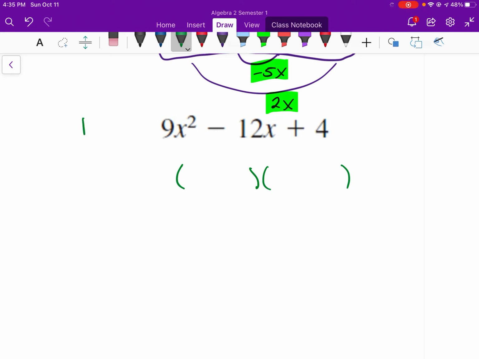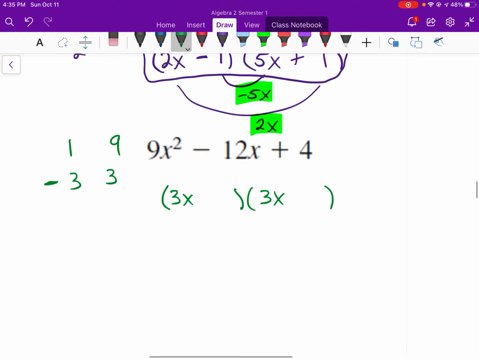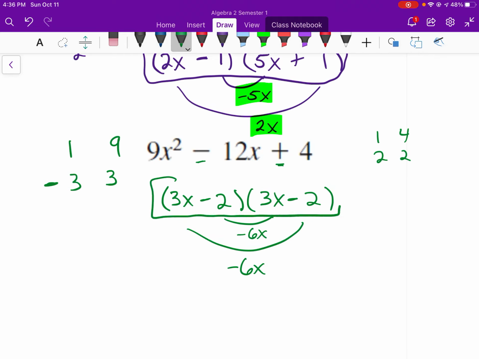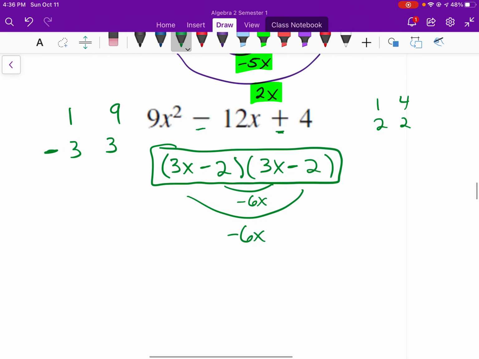In this case, my options to multiply and get 9x squared are 1 and 9 or 3 and 3. Again, I'm always going to go with this route first. 3x, 3x. Okay, since this sign is positive and that one is negative, the only option I have is negative and negative. And if we think, okay, ways to multiply and get 4 are 1 and 4 or 2 and 2. I'm always going to go with that 2 and 2 first and then check to see where we're at. Okay, so that's going to be negative 6x for our outside and inside, which combines to give us that negative 12x.